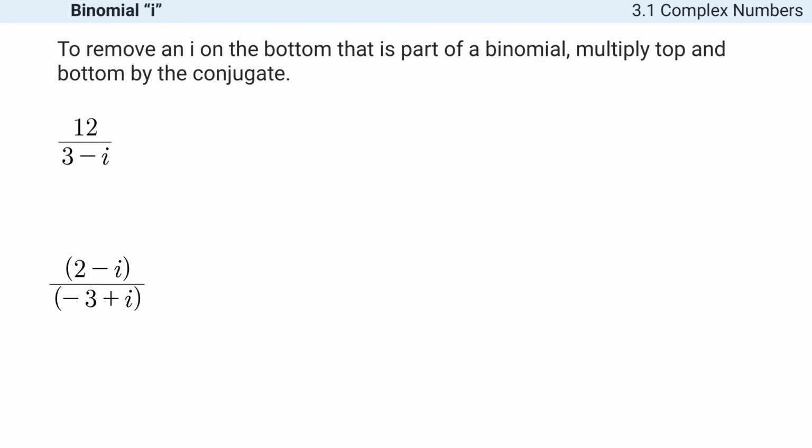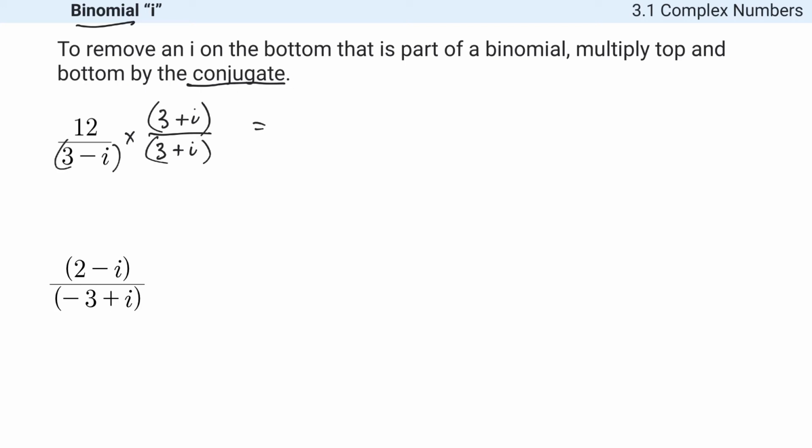Okay, now you can have i's in the bottom on their own as just a single factor, but you can also have i's as part of a binomial or two terms. And you can't just multiply this by an i because you won't get rid of the i's on the bottom. So the trick is you multiply it by the conjugate. By the conjugate, I mean that you multiply it by the same binomial, but you change the middle sign. So instead of 3 minus i, you change that to 3 plus i. And if you do that on the bottom, you have to do that on the top as well.